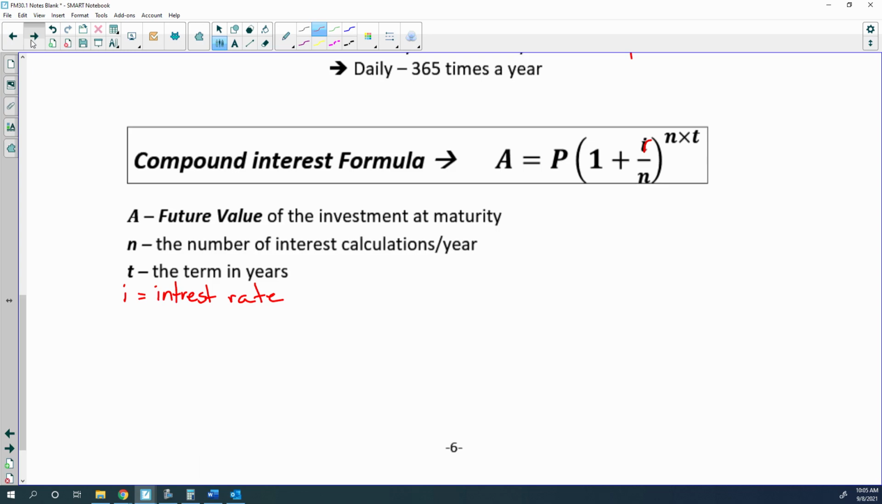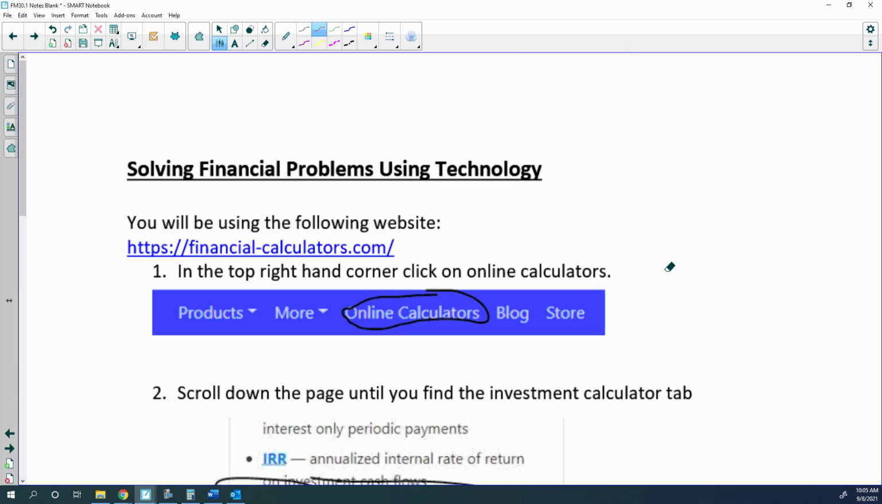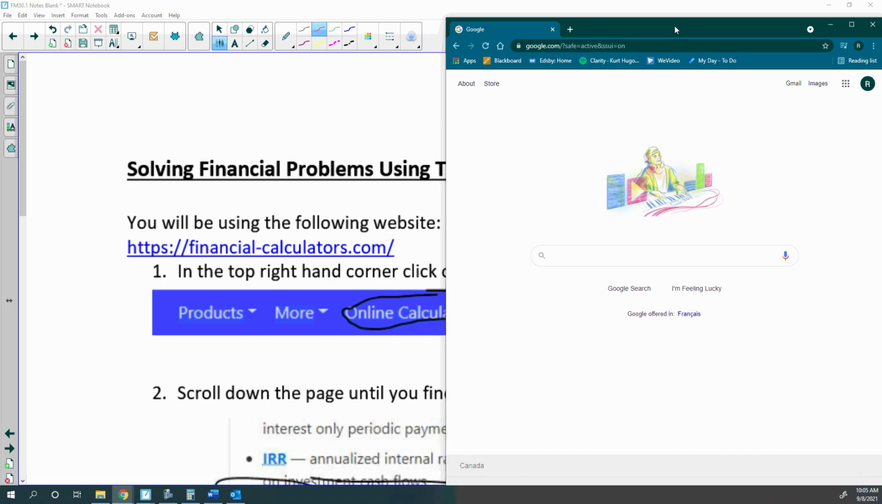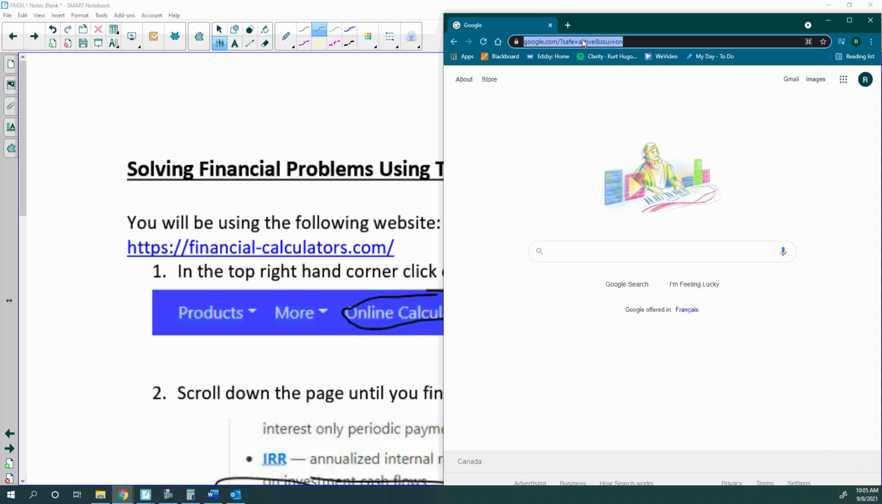All right. So in this section, we're going to learn to use the formula, but the thing that we're going to start doing is allowing the computer to do the calculations for us. So what we're going to do is go to financialcalculators.com and use the investment calculator on there to do a lot of our calculations.